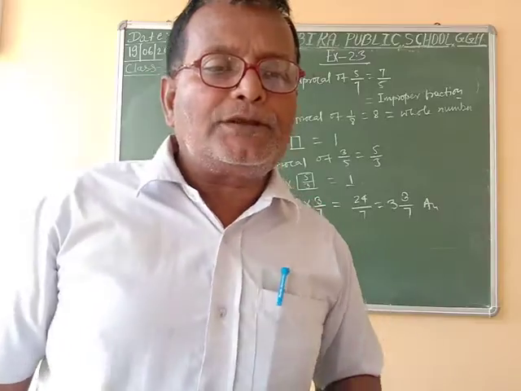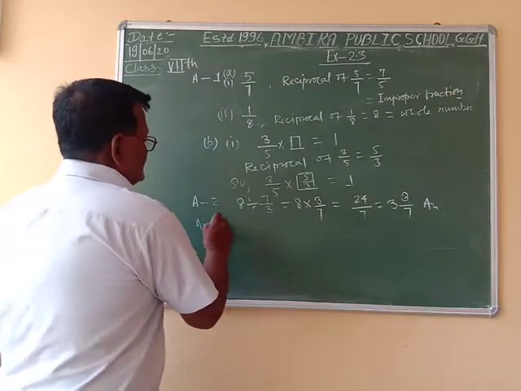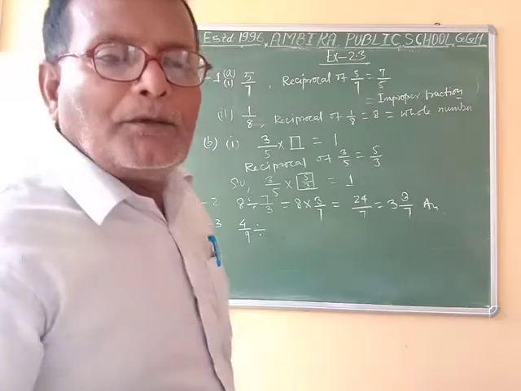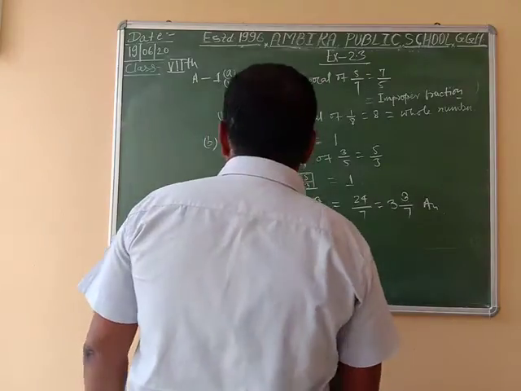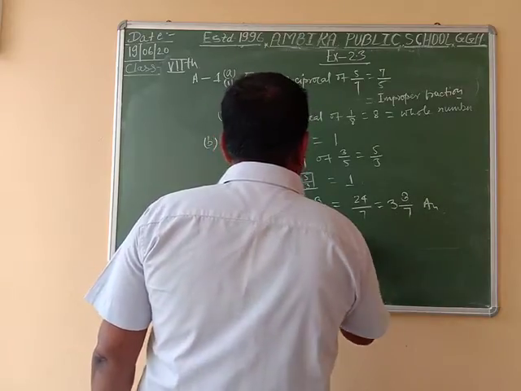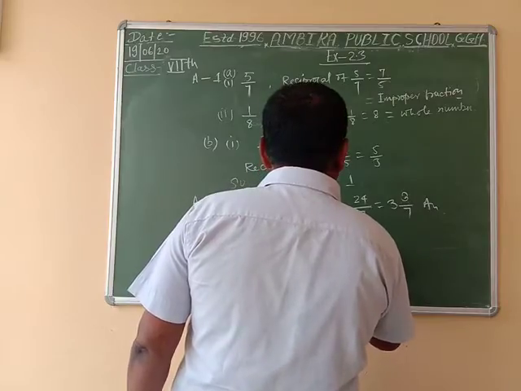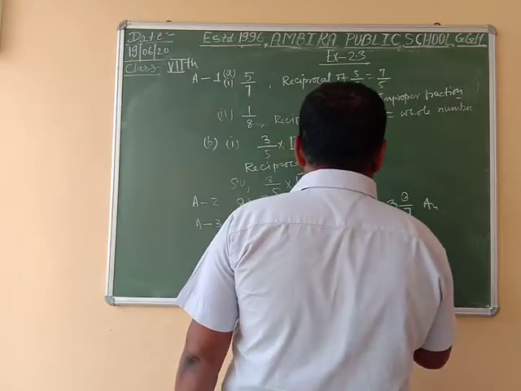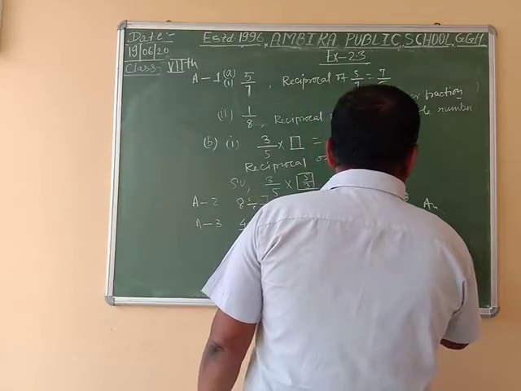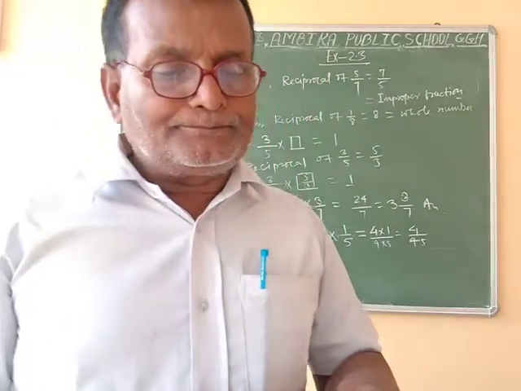Similarly, do the same for question 3, 4 by 9 divided by 5. 4 by 9 divided by 5 is equal to 4 by 9 into 1 by 5, which is equal to 4 into 1 by 9 into 5, is equal to 4 by 45. So the answer will be 4 by 45.